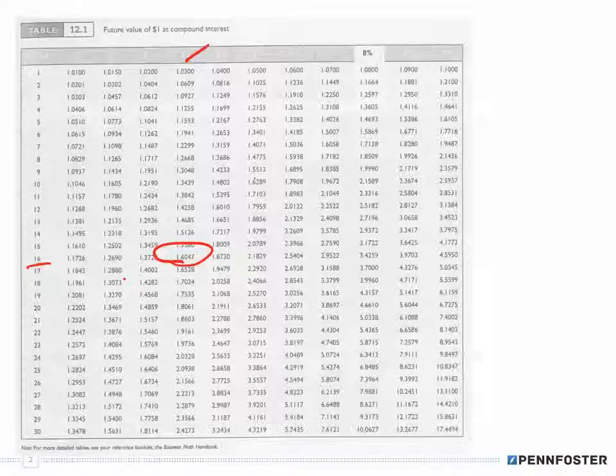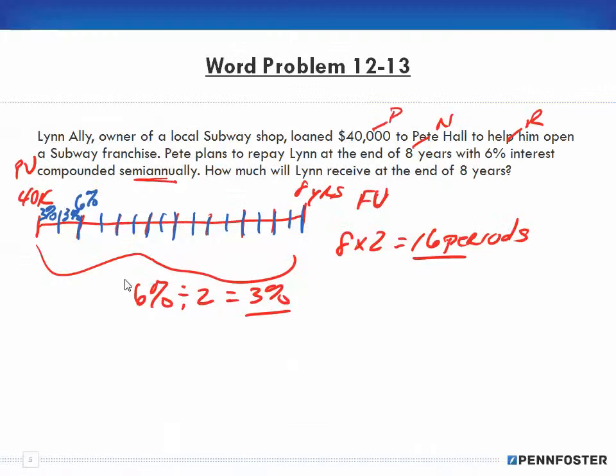Okay, so then I'm coming back down here, and I'm taking the $40,000 times the 1.6047.